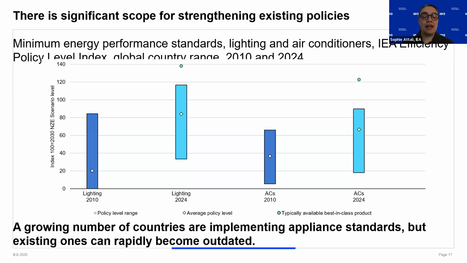So we know that this kind of analysis exists for many types of technologies. It's not only for lighting and for air conditioners, but we really need to improve the stringency and make sure that these policies are enforced correctly. And next slide, please.